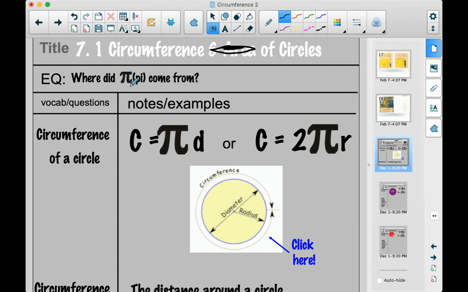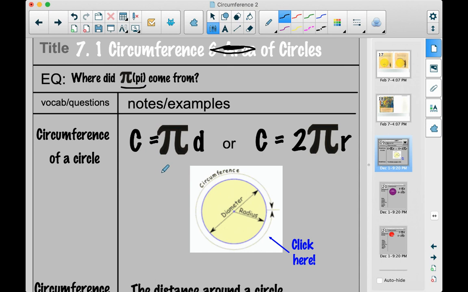Where did the Greek letter pi that we use when we're talking about circles, where did that come from? Well, pi is a Greek letter. It's a letter in their alphabet, just like we have X and Y and Z. And this came from the Greeks exploring and doing some measurements on circles.